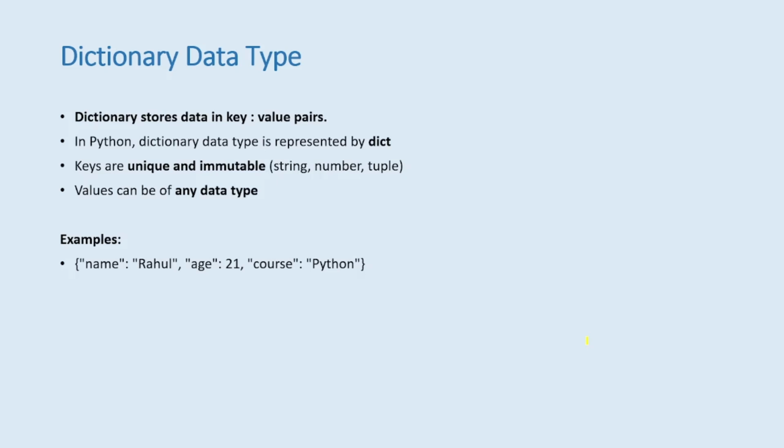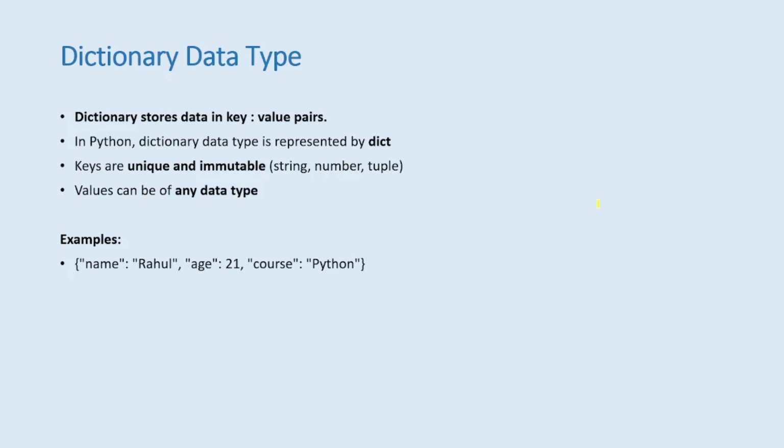So what is a dictionary? A dictionary in Python is used to store data in key value pairs. Think of it as a real life dictionary where a word is a key and the meaning is the value. Similarly, in Python, you can store key and value pairs in a dictionary, where key is the identifier and value is the data.